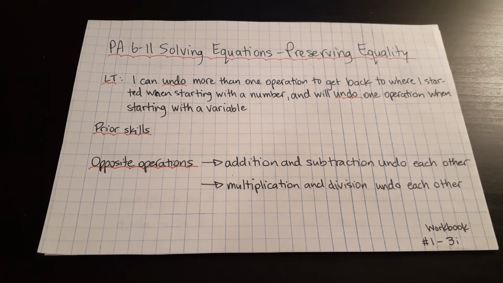There are some prior skills that you need to have. One of them is that you know that addition and subtraction undo each other, and that multiplication and division undo each other. You need to be able to substitute numbers for variables, and you need to know that the equal sign means that expressions on both sides of it equal each other.